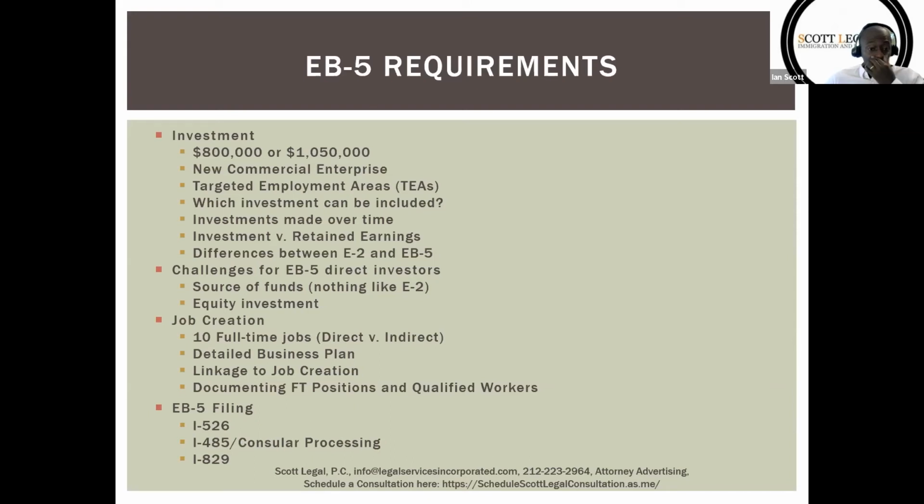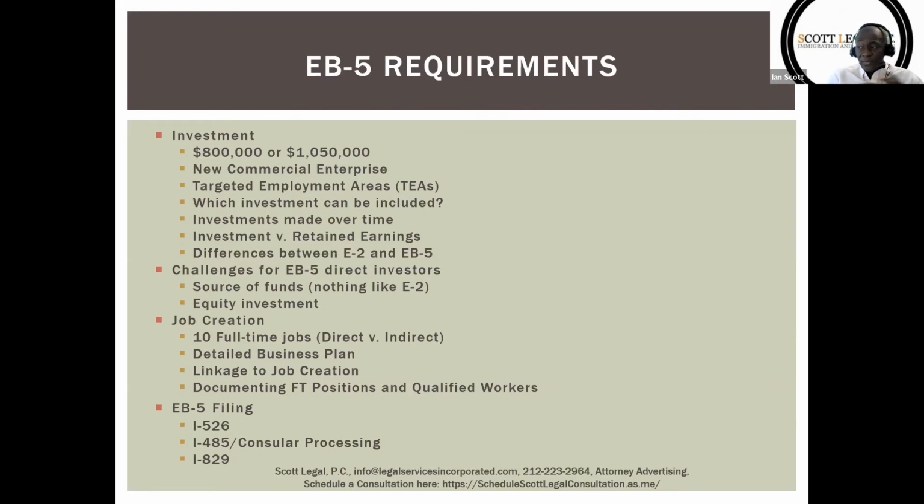So in terms of the process for EB-5, in terms of how we file an EB-5 petition, the first petition that's filed is called an I-526 petition. What this petition does is look at whether you have met the criteria based on the merits, right? So you've invested the 800,000, you are in a TEA or rural area, you have a business plan in place that shows you're going to create the 10 full-time jobs, and the funds are committed.